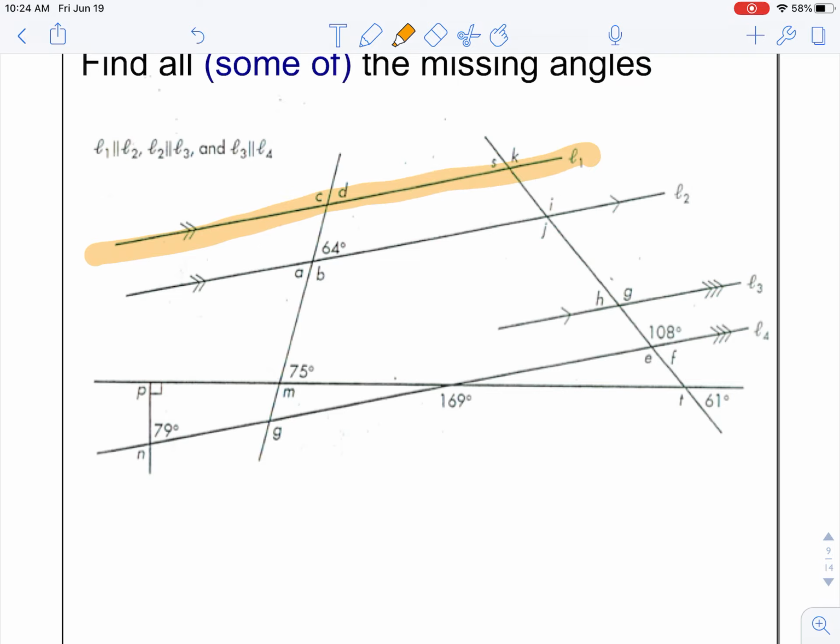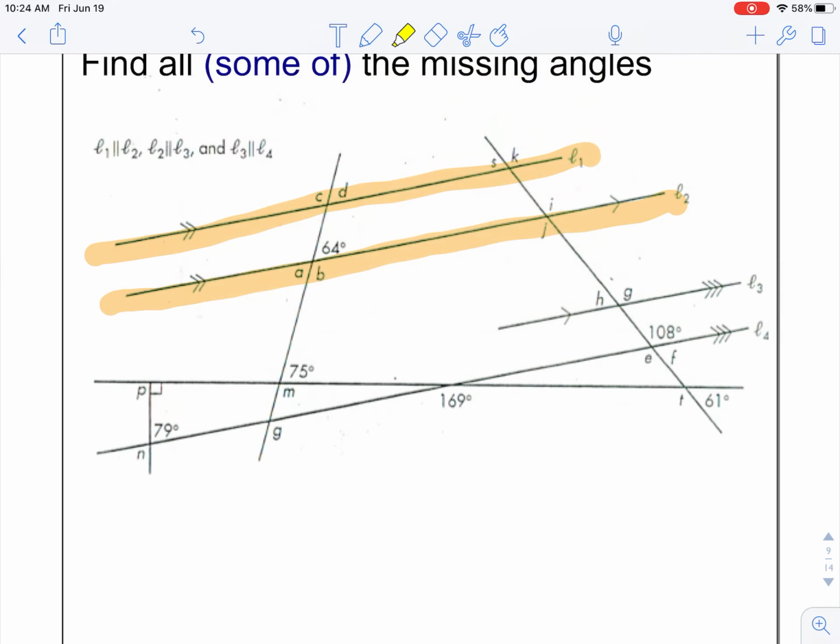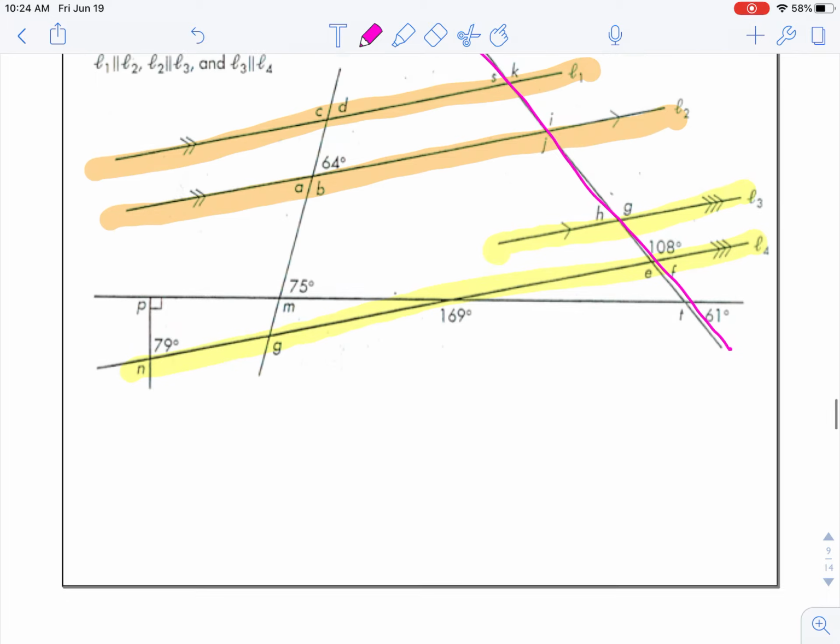And hopefully we're going to challenge you with some more problems where you have multiple parallel lines. Those are marked with 2 tick marks. And then you have parallel lines right here and here. So you have another pair of parallel lines. And so you have to sort of pay attention to all of the markings. And then you have multiple transversals as well.